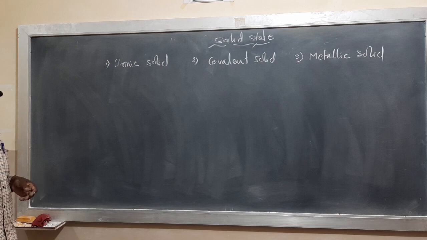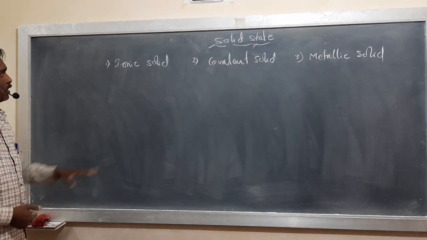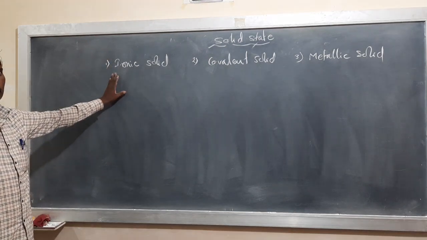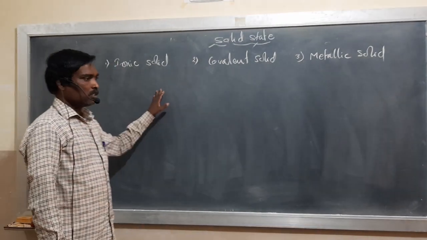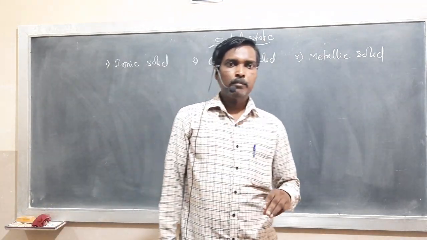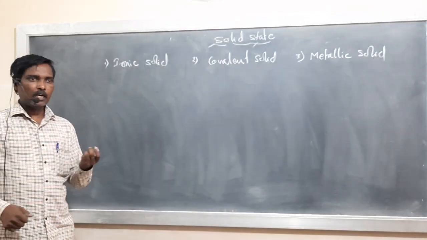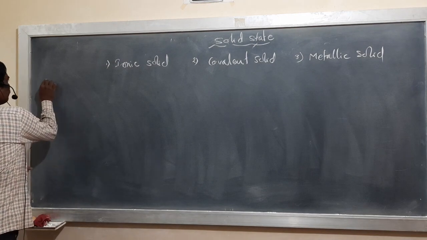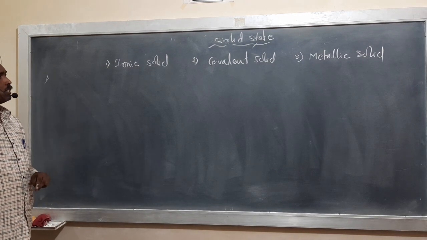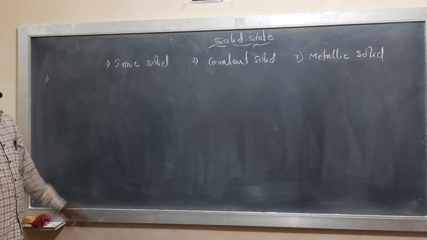Now let me first discuss these three types of solids: ionic solids, covalent solids and metallic solids. This classification is purely based on the binding force present between the constituent particles. The binding force means the attractive force present between the constituent particles. The constituent particles may be ions, atoms, or molecules. So let me go with the first point: what type of constituent particles is present in these types of solids.